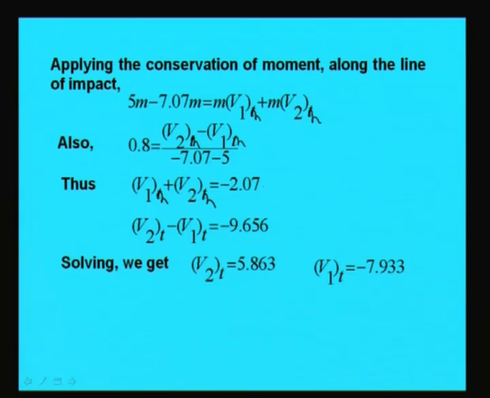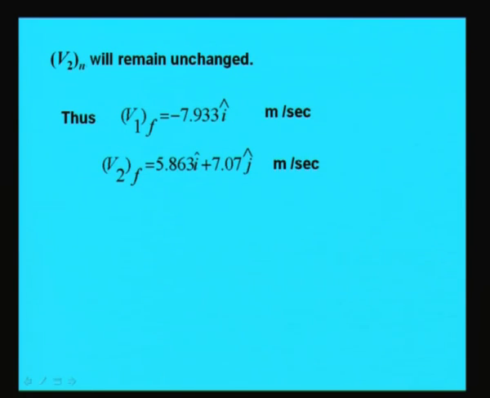momentum conservation equation, conservation of momentum, this is actually momentum, minus 2.07, and similarly here you get V2n minus V1n is equal to minus 9.656, and solving this we get V2n is equal to 5.863 and V1n is equal to minus 7.933. We have obtained like that, and V1t and V2t remain same.